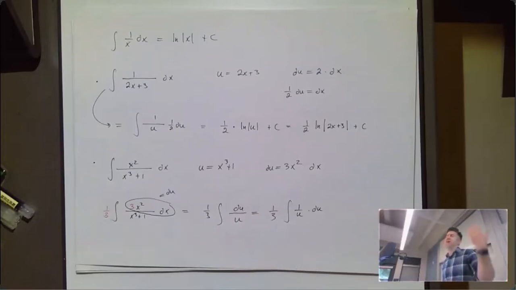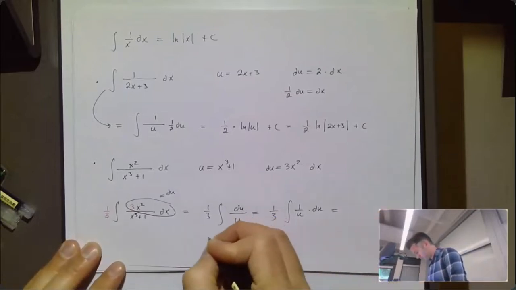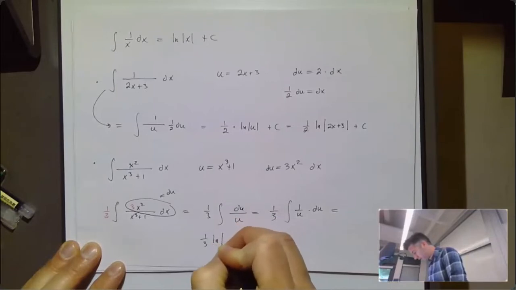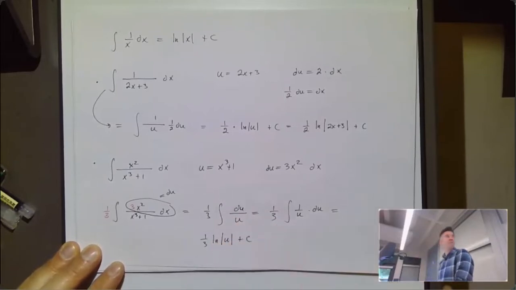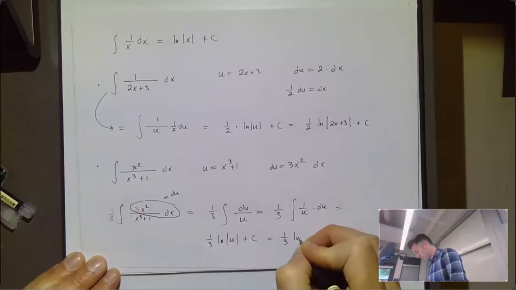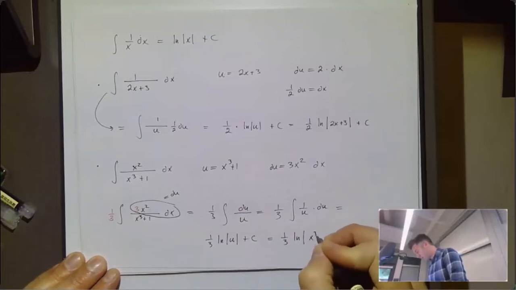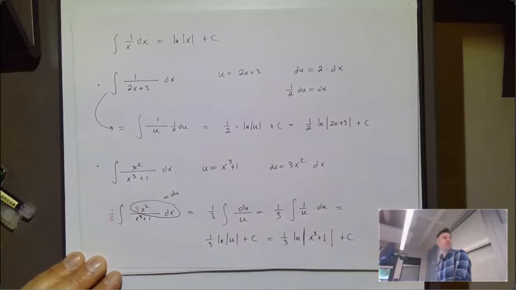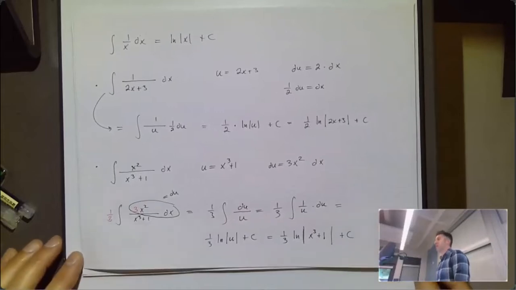I'm like, du over u, 1 over u, oh yeah, the integral of 1 over u is the natural log of the absolute value of u. And then I plug back in what u is, and I get 1/3 natural log of the absolute value of x cubed plus 1. The absolute values do matter. You do need to put them there.